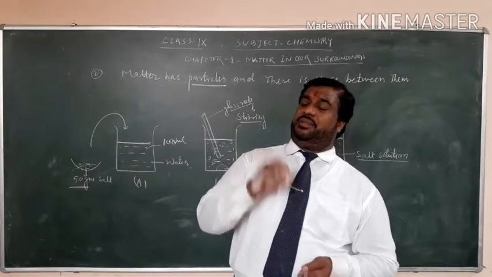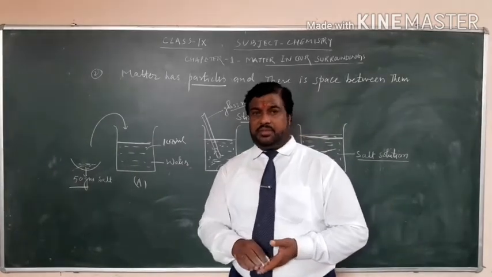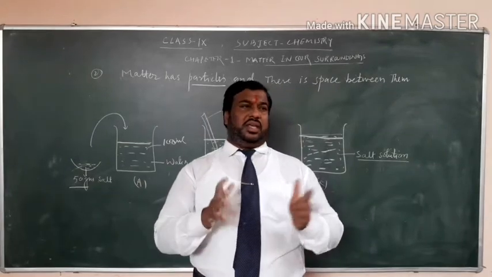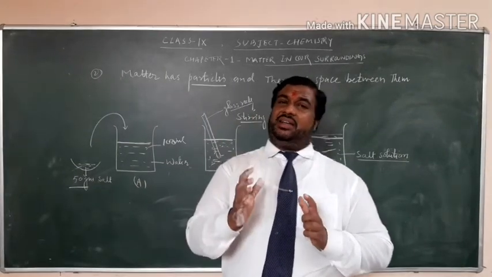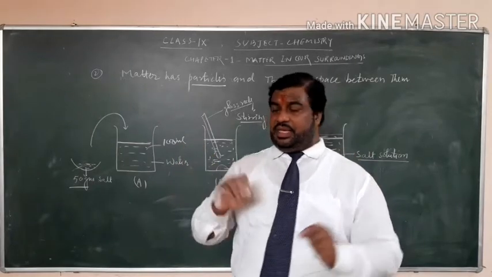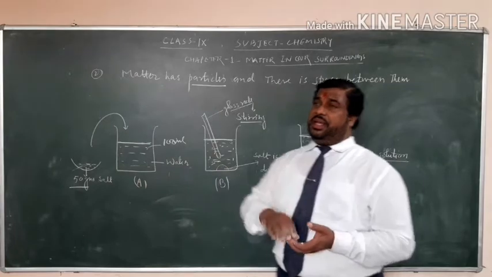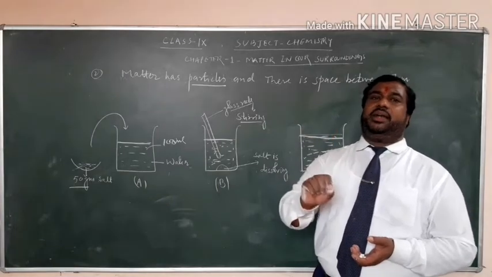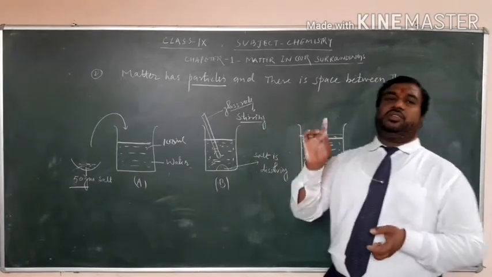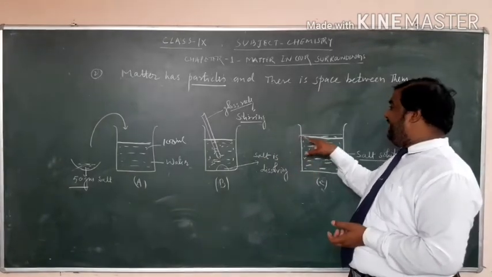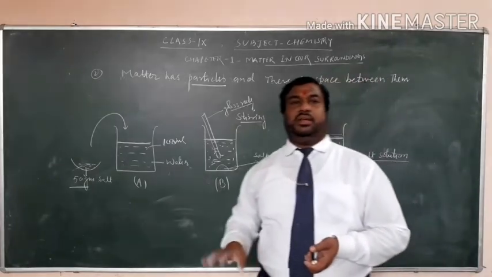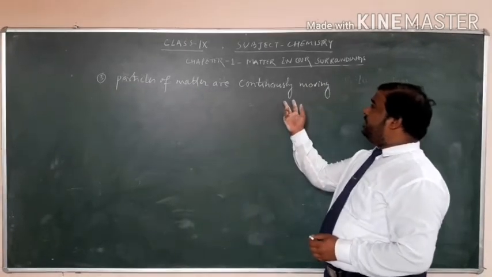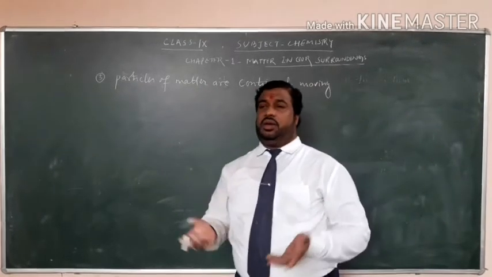So how is it possible? Dear students, the particles of water and particles of salt have space, so they are intermingling, meaning the solution has both salt particles and water particles mixed together. That is why there is no increase in the level of the salt solution. Clear?